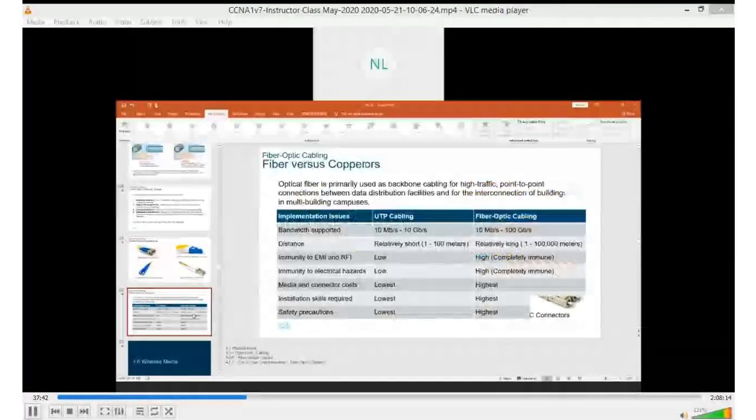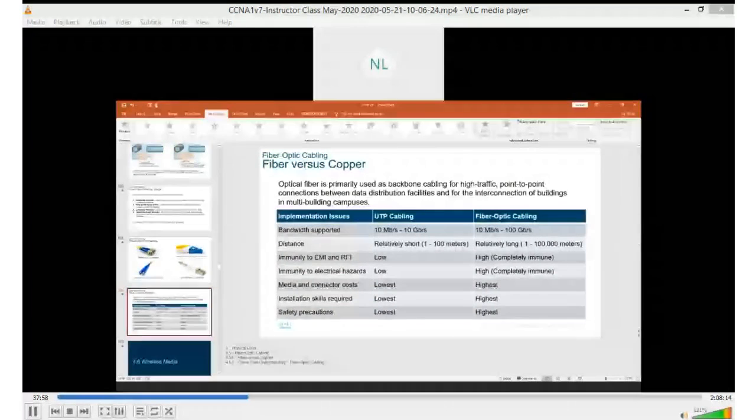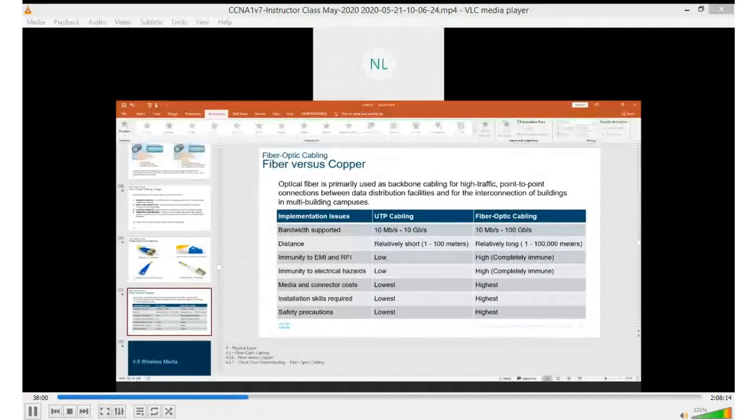Now, in these two categories of media, copper and fiber, the comparison is that the normal copper cable can support from 10 Mbps, so 10 megabits per second, up to 10 gigabits, while fiber can support from 10 gig up to 100 gig. So you see, you cannot compare. UTP copper cable stops somewhere around 10 gigabits, while fiber goes up to 100 gig. For distance, copper can connect up to 100 meters, while fiber can connect more.